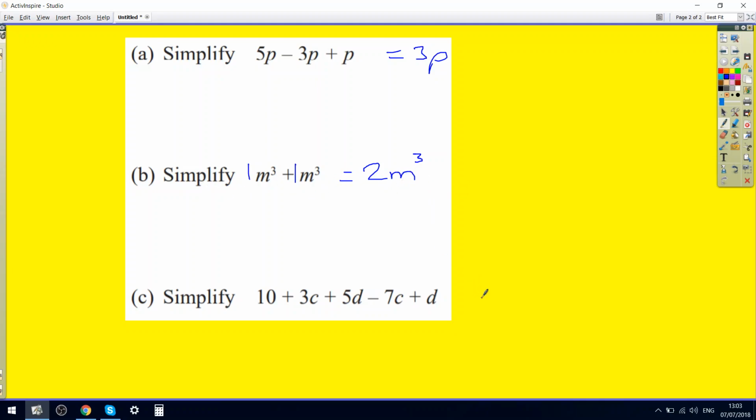This part B. Kate, how about C? 10 plus 3C plus 5D minus 7C plus D. So we could do 5D plus D, so that's 6D. 6D plus 10. Plus 6D plus 3C and 7C, so that's 10C.